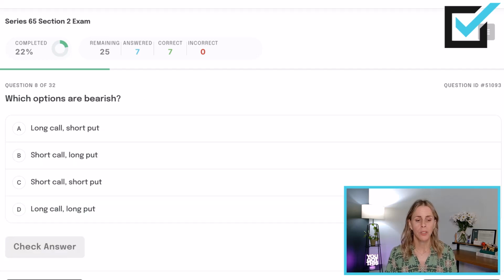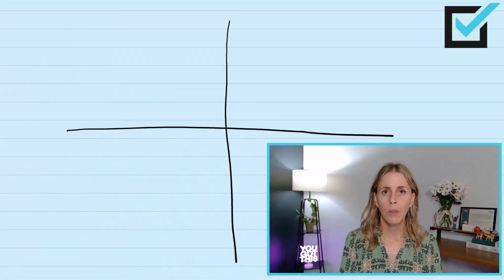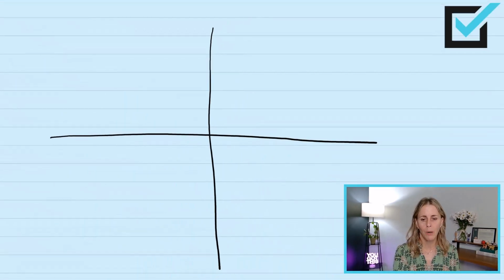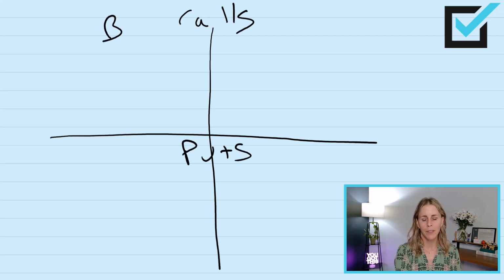Which options are bearish? So bearish, up or down? Down. Bears trample you down, right? I mean, hopefully never. Bull, up. So we're looking for the options that have down arrows. If you were to make an options chart, let's do it real quick, the world's fastest options chart. We have calls on the top, puts on the bottom. We have buyers on the left and sellers on the right.